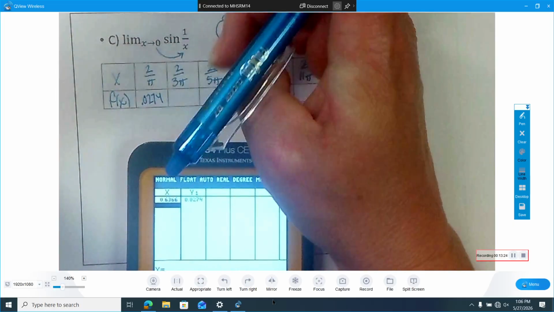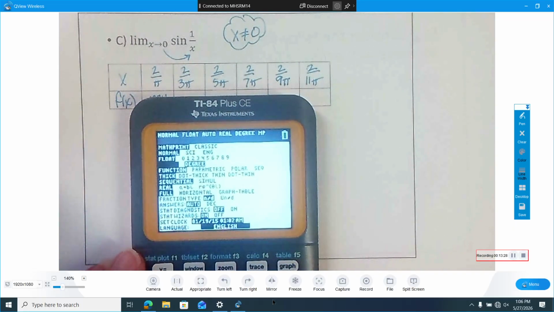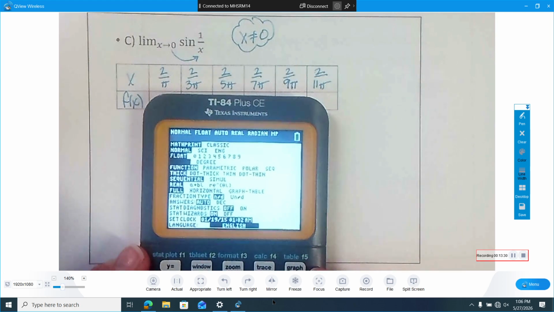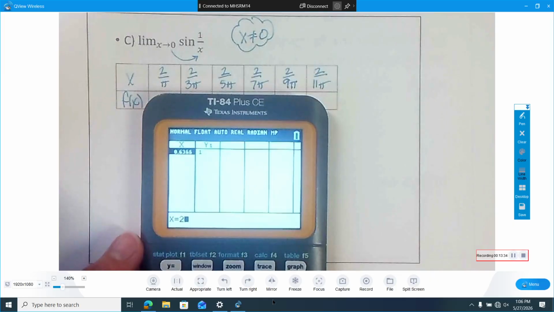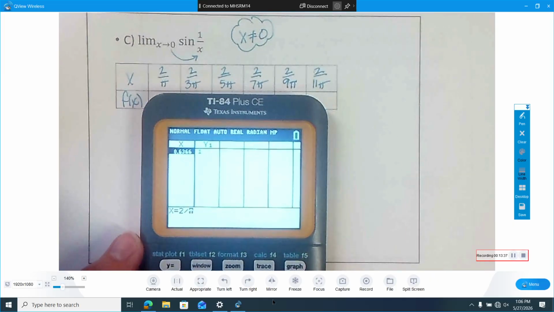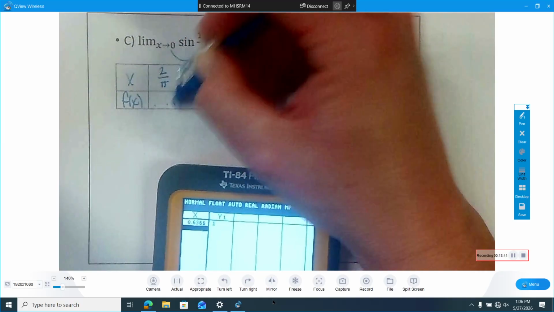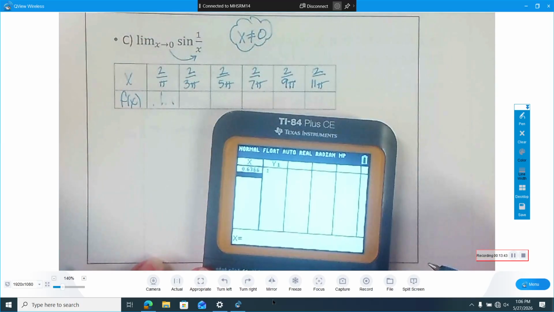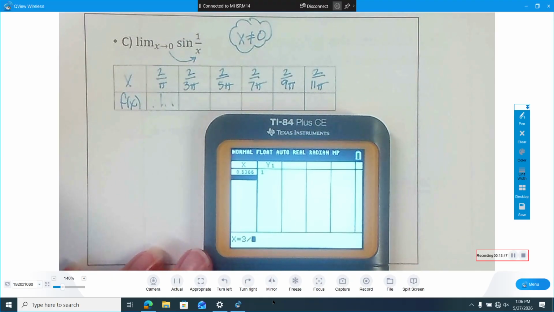0.0274. Wait a minute, what? Oh, I'm in degree mode. I need to be in radian mode. Make sure you're in radian mode. Okay, so what was that? 2 over pi? Oh, there it is. That's what I was looking for. It happens to be 1. Whoa, crazy, huh? And then this is why I chose these values.